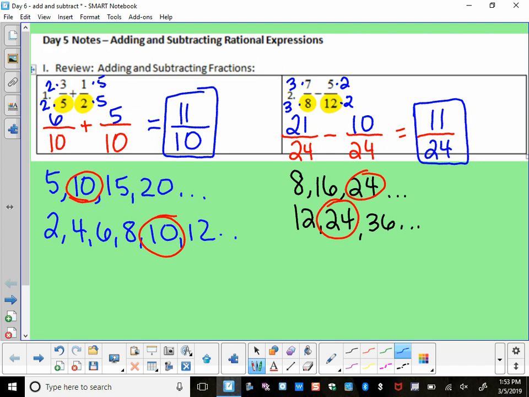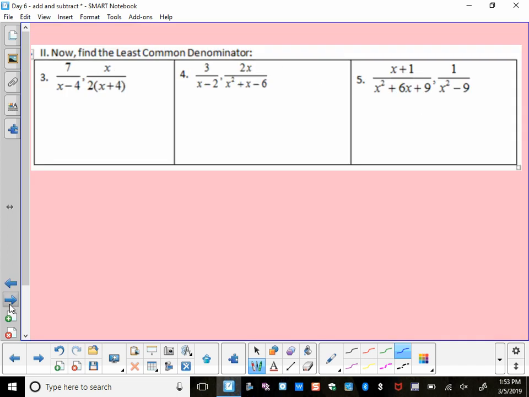So now let's go a little bit further into our lesson. It says now find the least common denominator. We're not adding, subtracting, we're not doing any of that. All I'm doing is trying to find my LCD. I'm going to highlight both denominators. What I like to do is label my LCD. You'll see me do that all day long. I label my LCD because now I know what I'm actually working with.